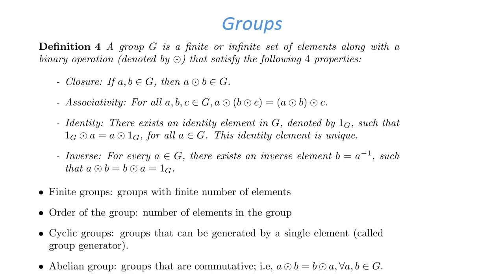Cyclic groups are groups that can be generated by a single element. That is, I can take one element and apply the group operation repeatedly to that single element and generate all other group elements. Abelian groups are groups that are commutative. That is, A group operation B is equal to B group operation A for all A and B that are elements of the group.